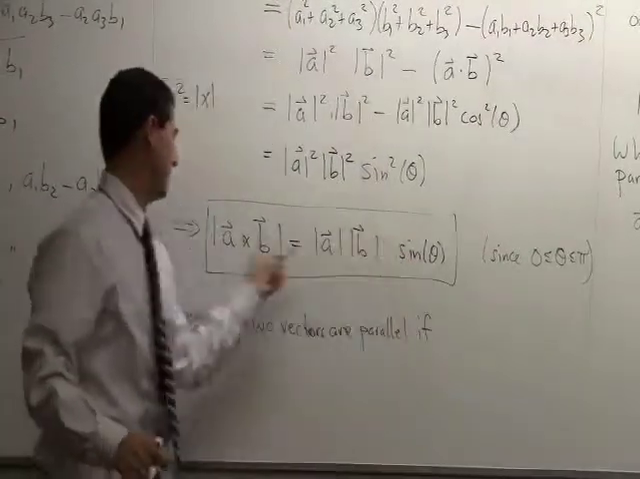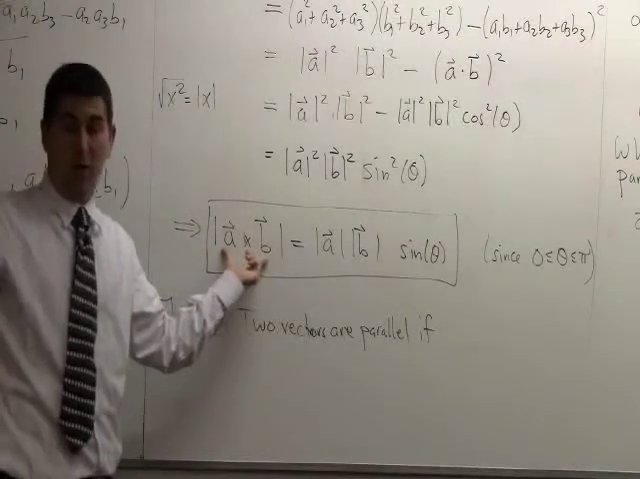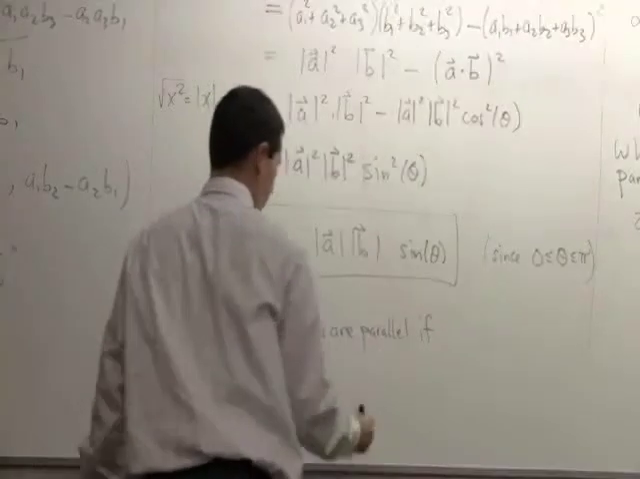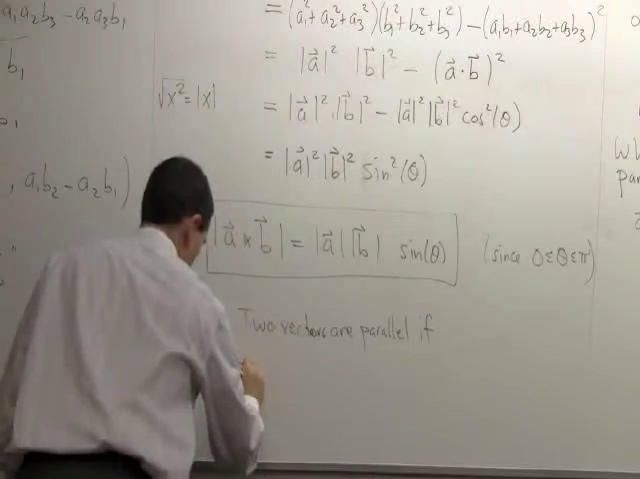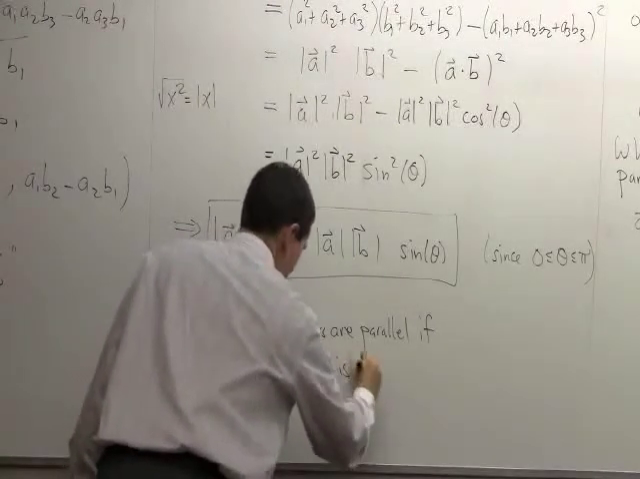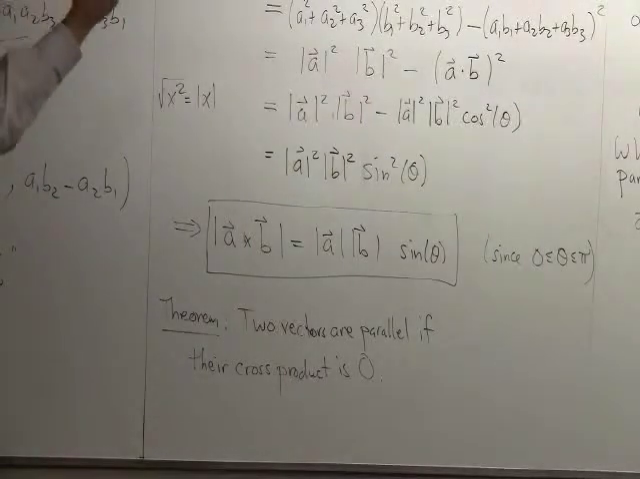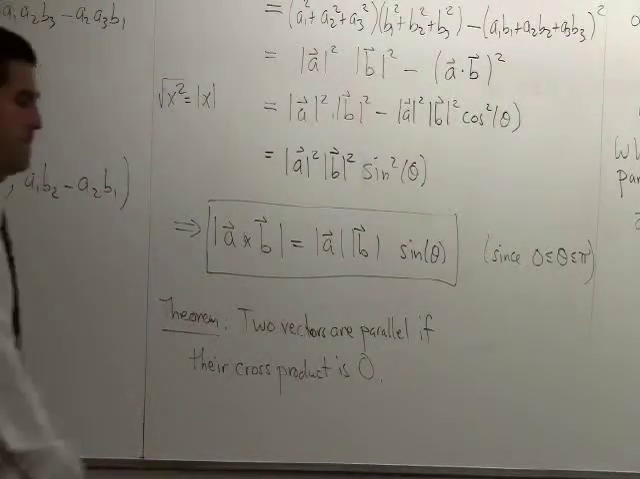Right? So in either case, the norm of the cross product will be 0. In particular, the cross product has to be 0. Right? The only vector with norm 0 is 0. So two vectors are parallel if their cross product is 0. So they're orthogonal if their dot product is 0, and they're parallel if their cross product is 0. That fits nicely, I think. This is not so bad.